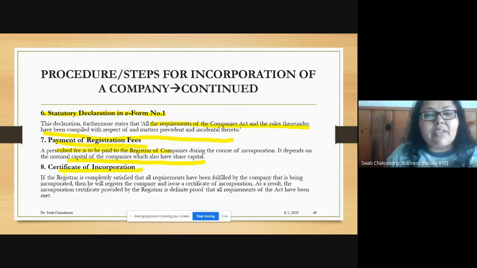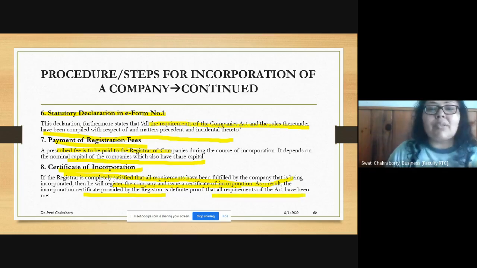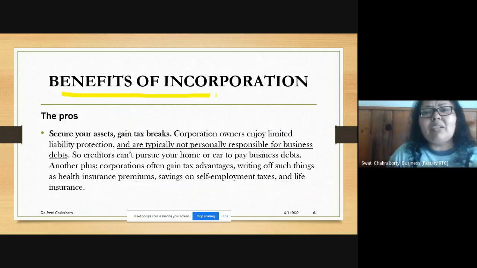If the registrar is completely satisfied that all the requirements have been fulfilled, then he will register the company and issue a certificate of incorporation, right? This certificate of incorporation, provided by the registrar, is the proof that all requirements of the Companies Act have been met. That's the last stage. So why do people go for incorporation?